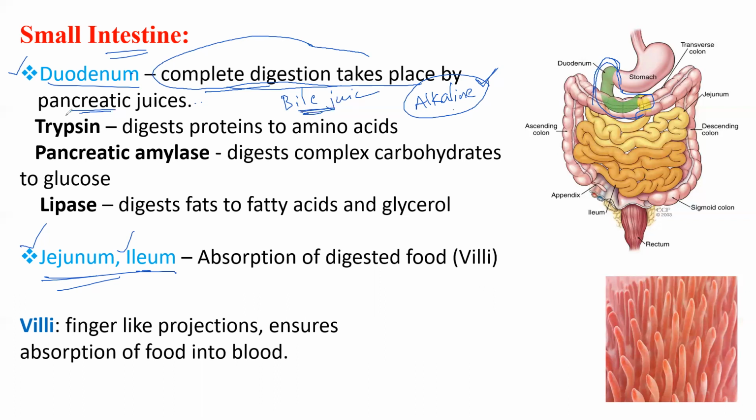Now see how the function will be. The pancreatic juices contain trypsin. We are discussing the small intestine only. Trypsin is going to digest all the proteins into amino acids, the simple form of proteins, completely digested. After that, pancreatic amylase will convert all the carbohydrates into glucose, which is also a simple form of carbohydrate.